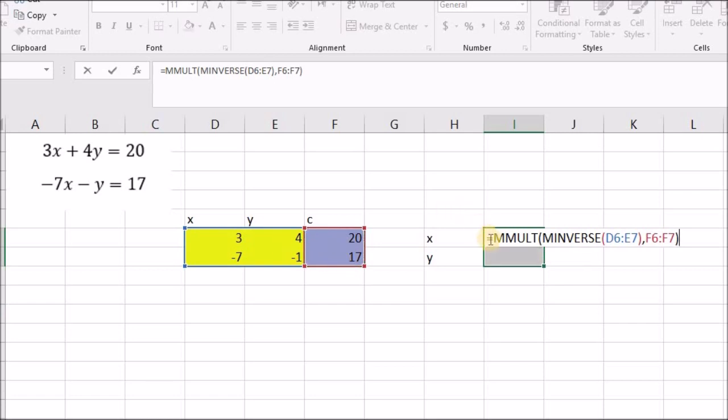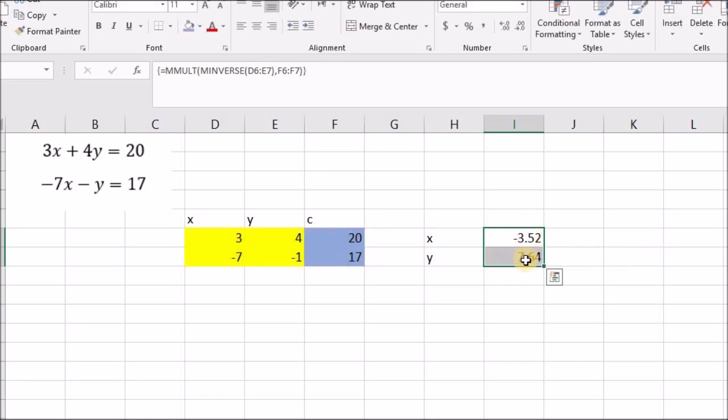Now, because you selected two cells, you cannot just hit enter. You have to hold Control Shift Enter and it will calculate both values for you. So the x that solves this system is negative 3.52 and the y is 7.64.